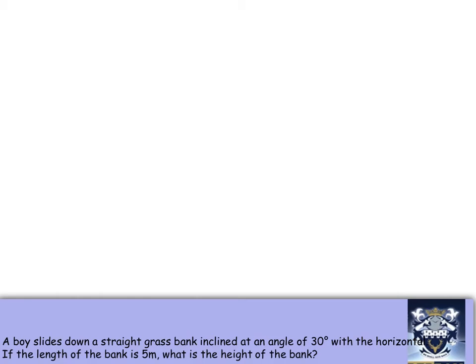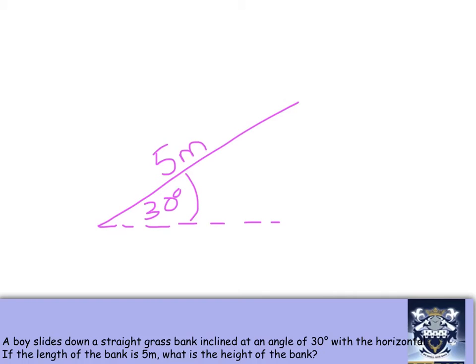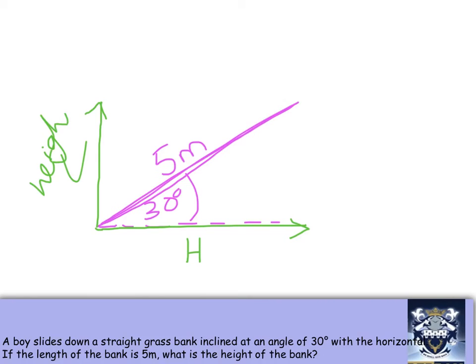Now I've got a boy and he is sliding down a bank. That bank is inclined at 30 degrees to the horizontal. So let's draw that. 30 degrees to the horizontal, and I am told that the bank is 5 meters long. That is the actual bank. Now what they ask me is, what is the height of the bank? So this is the length, so that is a horizontal component. If I go up here, I will get the height, which is a vertical component. So that becomes my height. And I land up with a parallelogram around there.